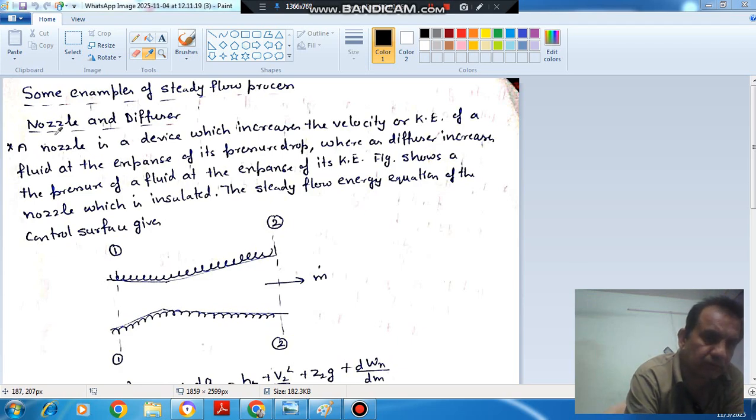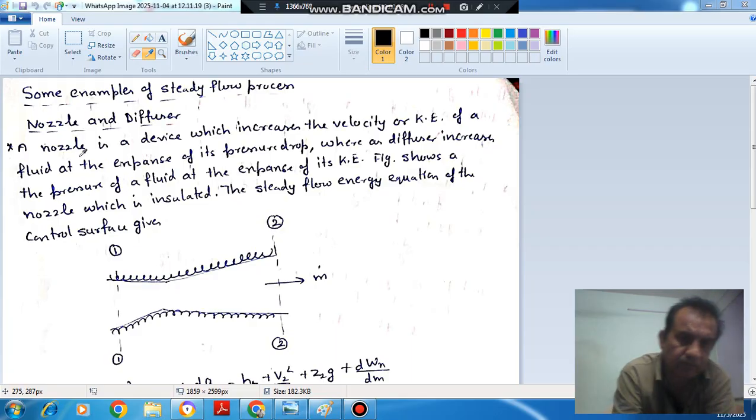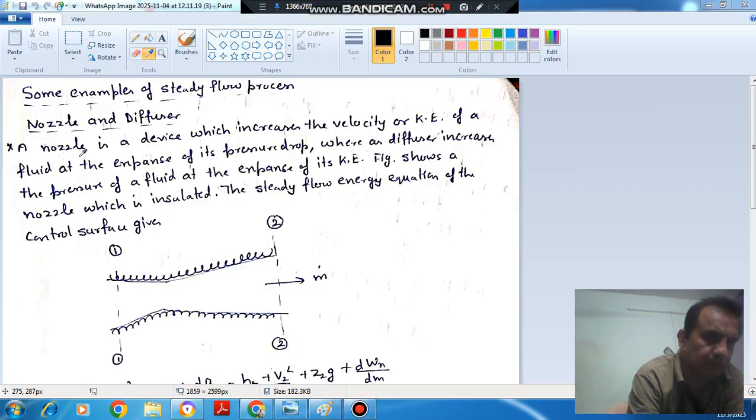So first of all, what is a nozzle? A nozzle is a device in which velocity is increased at the expense of pressure, and a diffuser is a device reverse of a nozzle, meaning pressure is increased at the expense of velocity. So these are opposed. Nozzle increases velocity, diffuser decreases velocity. Nozzle decreases pressure, diffuser increases pressure. So this is your typical nozzle.